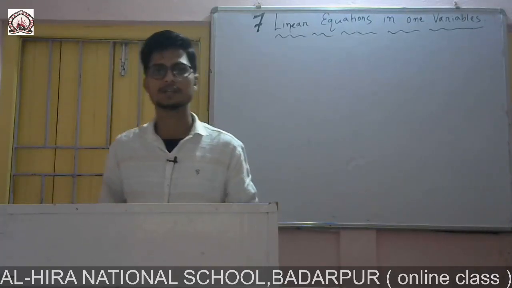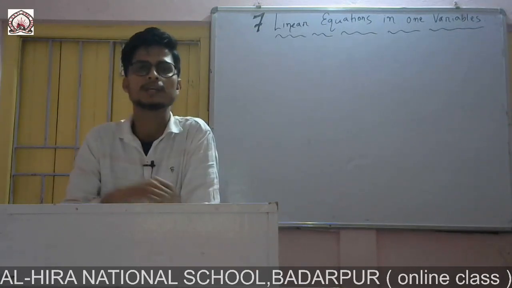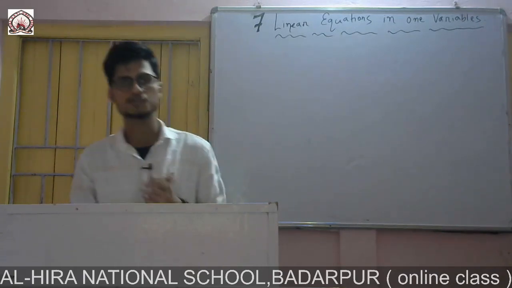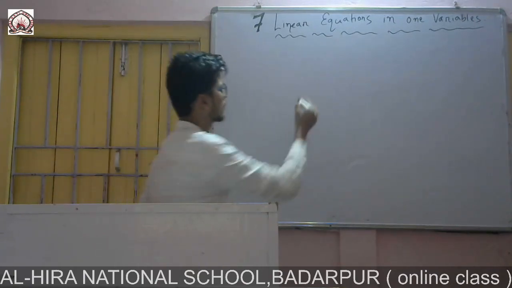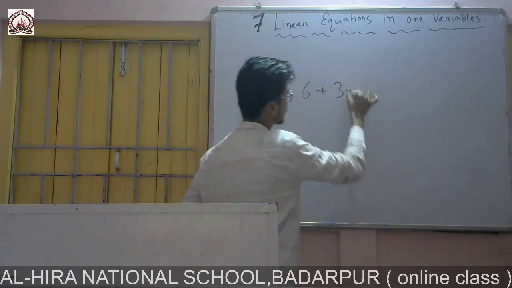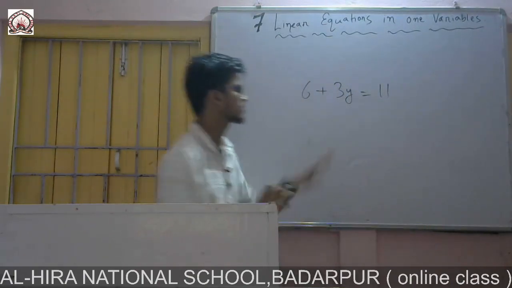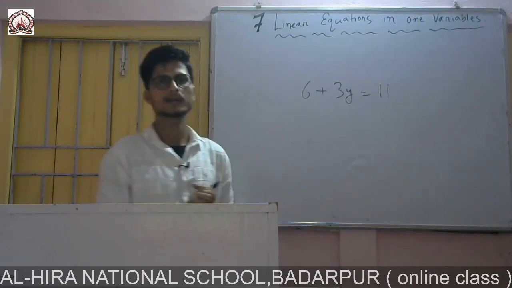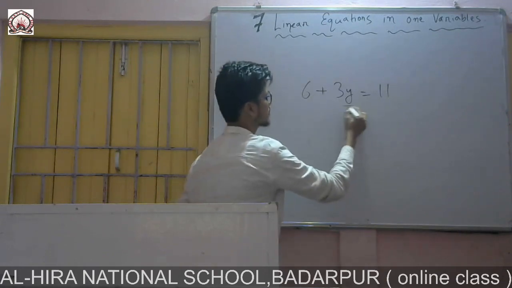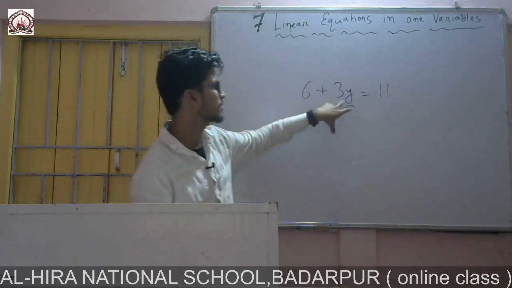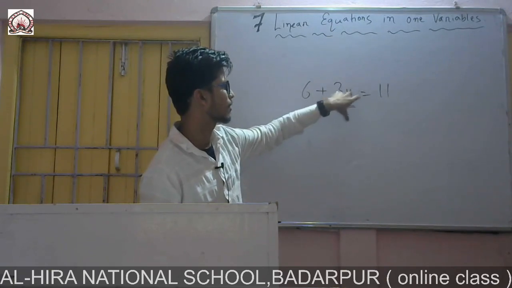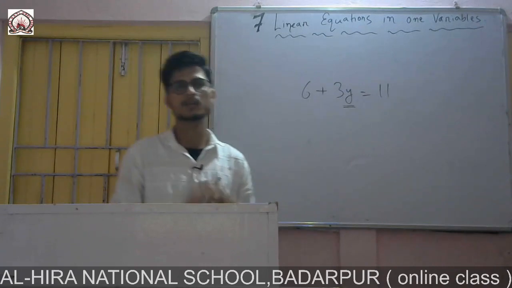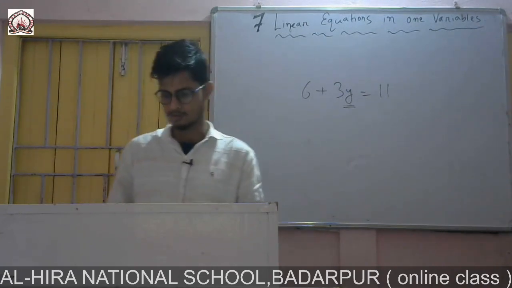Today I am going to start chapter number 7, linear equation in one variable. So what is an equation? A statement of equality. For example, 6 plus 3y, if I write like this. A statement of equality, an equal sign should be there, which contains an unknown variable. That means if we put a value of y in this equation, the result will change every time. If I put 1, I will get one answer. If I put 2, I will get another answer. So this is an equation.